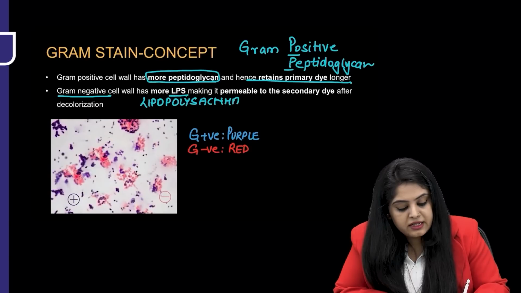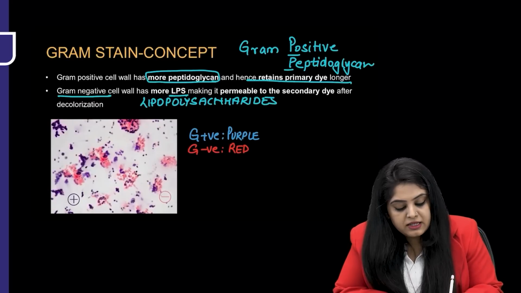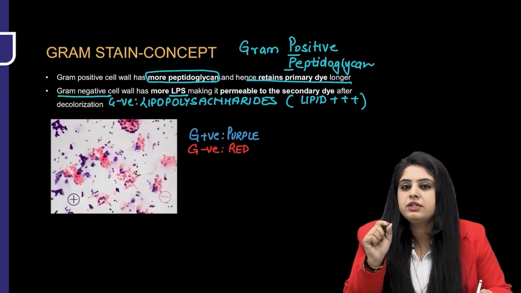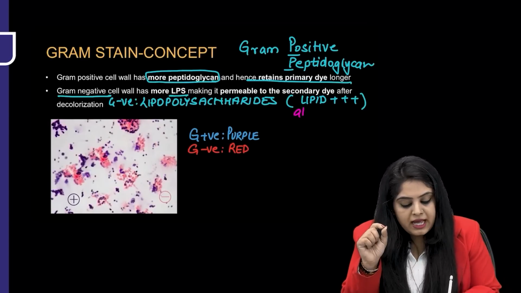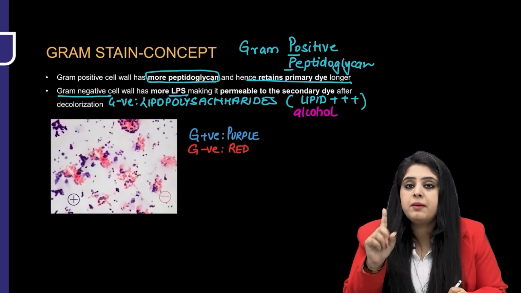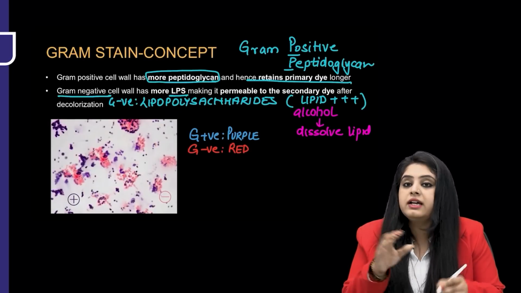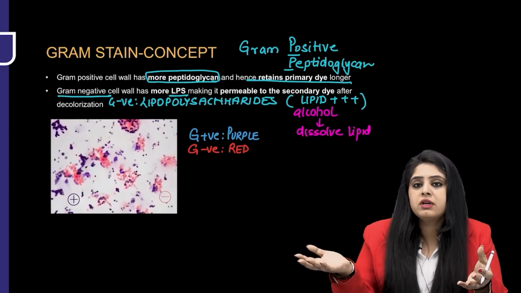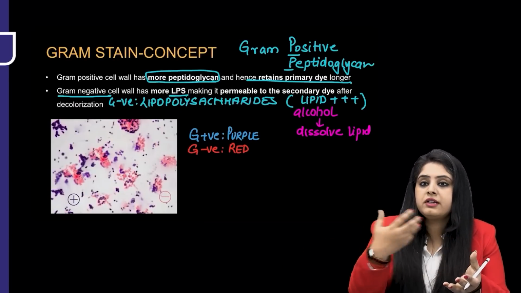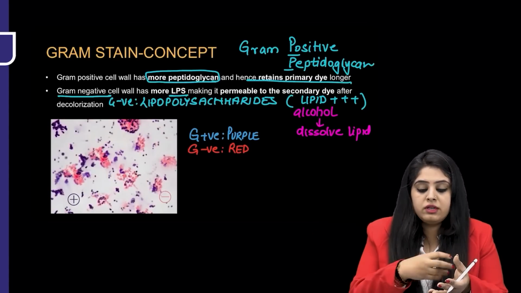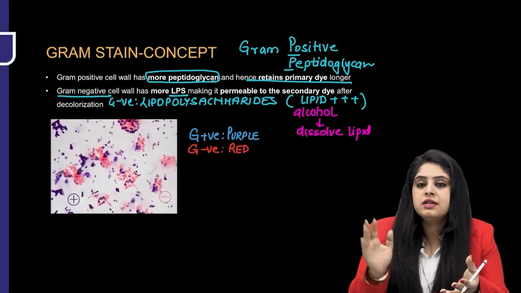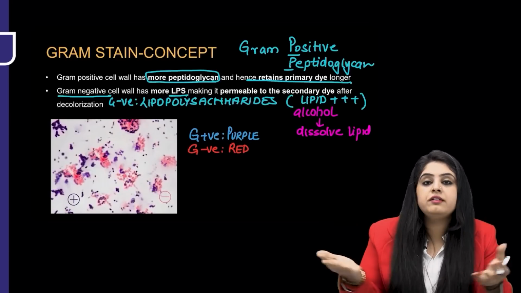Can I indirectly say that the gram negative organisms have too much lipid content? Think logically. If I treat lipid with alcohol, like I did, in which step? In the decolorizing step, I treated it with alcohol. Will alcohol dissolve the lipid? Of course. Will alcohol dissolve all that lipid? Yes. That is why the color also came out. I put alcohol and that entire lipopolysaccharide layer melted away, just like butter. All the lipid went out. That is why suddenly the color went away.